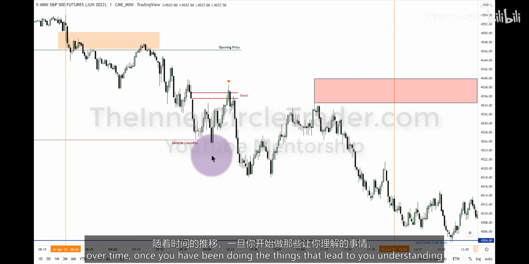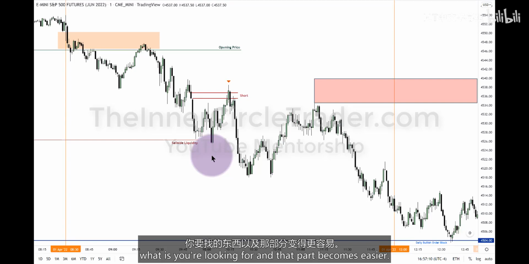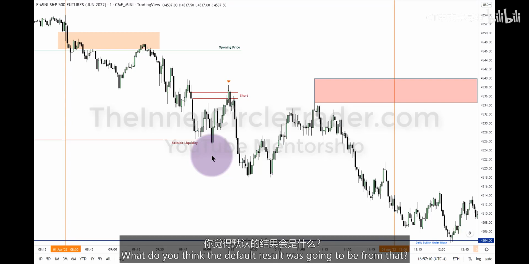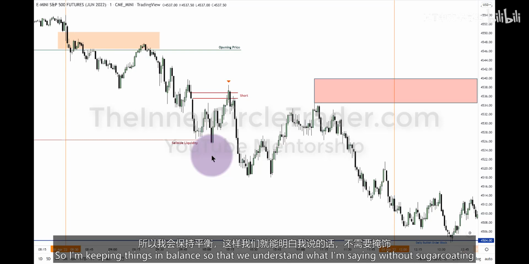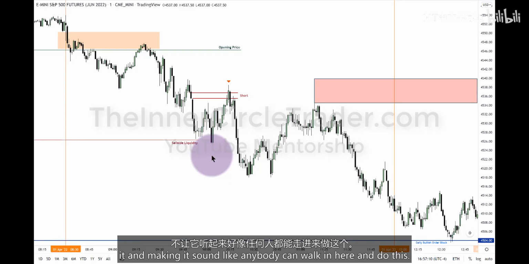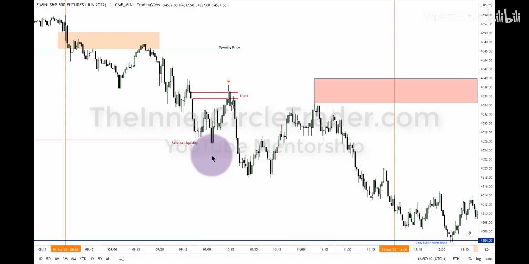But by default, over time, once you have been doing the things that lead to you understanding what it is you're looking for, and that part becomes easier, what do you think the default result was going to be from that? It's probably going to be easier for you to make money over time. Okay, so I'm keeping things in balance so that we understand what I'm saying without sugarcoating it and making it sound like anybody can walk in here and do this. It's going to take some effort.